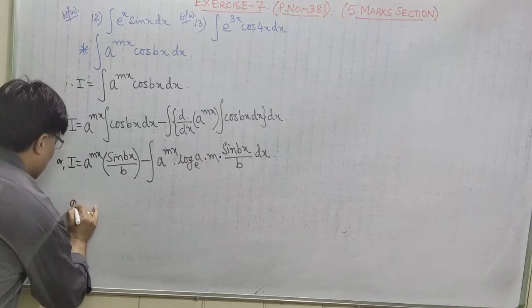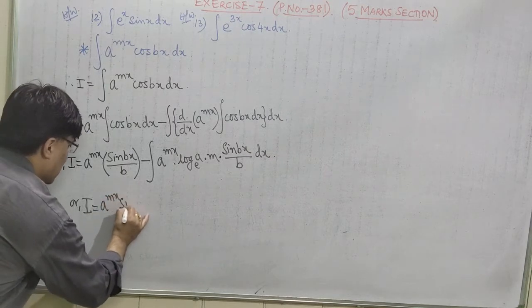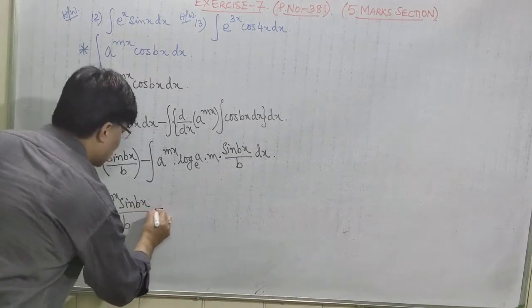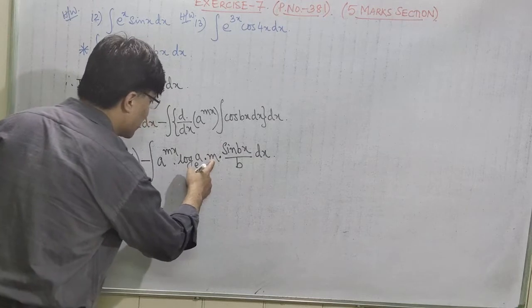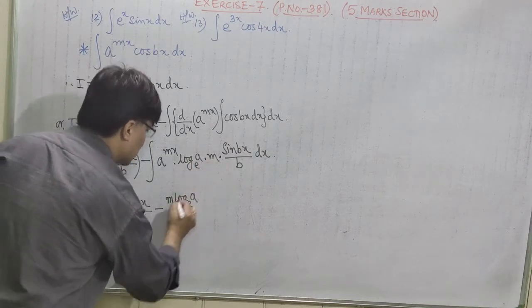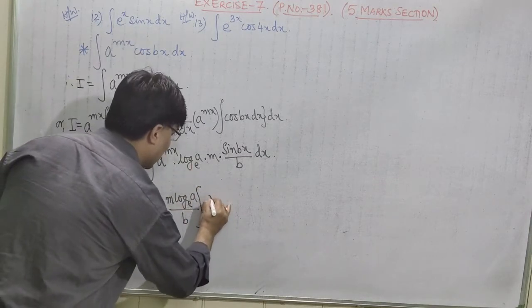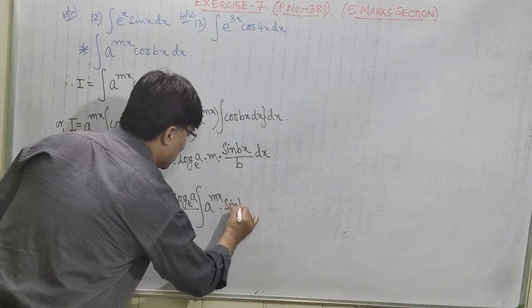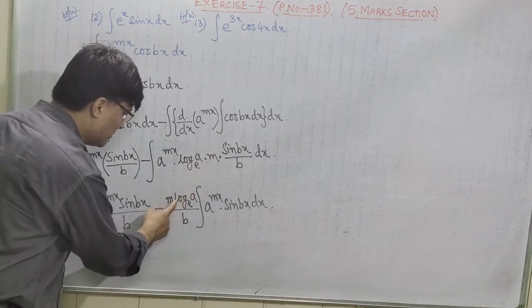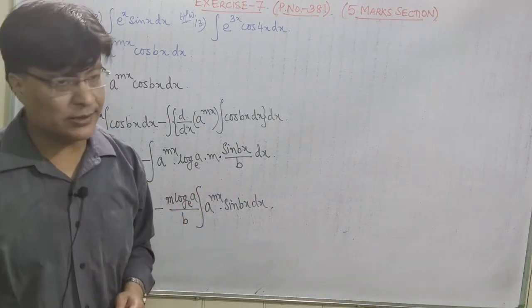Okay? So now this is I is equal to a to the power mx, this is sin bx divided by b, right? Then minus sign. So which is constant here? m log a base e is constant. This is m log a base e, constant, divided by b. Then integration of a to the power mx into sin bx dx. Is it clear now? So in this case, m log a base e divided by b is constant. It is taken outside, and it is integration of a to the power mx into sin bx dx. Okay?